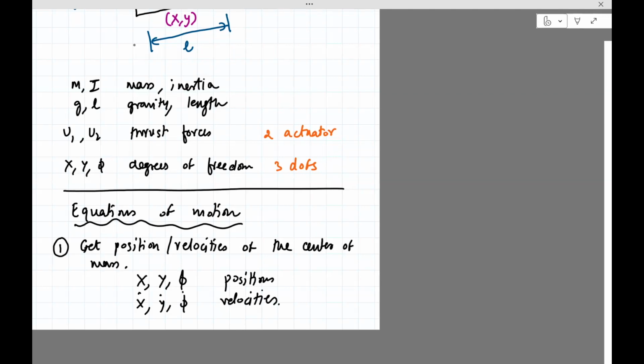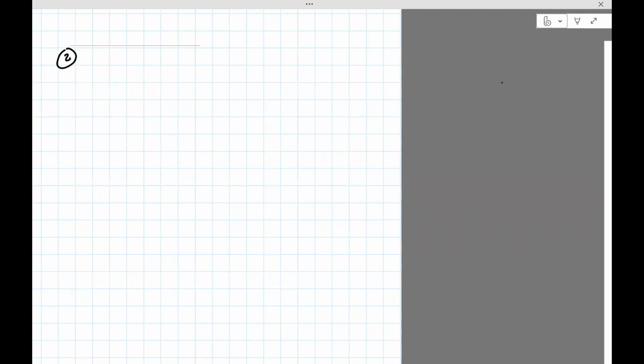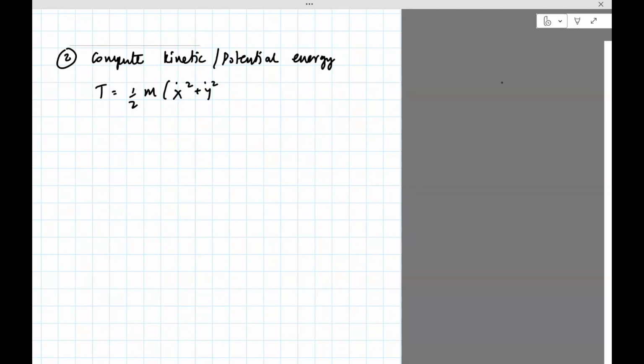Next, we'll write the kinetic and potential energy as a precursor to getting the Euler-Lagrange equations. So second step: compute kinetic and potential energy. The kinetic energy T is half m v squared. The velocity squared is x dot squared plus y dot squared, written in terms of the position velocity I wrote down earlier. And then it's also going to have energy associated with angular motion, which is half I omega squared, where omega is phi dot. And then potential energy is mgy. So the Lagrangian is T minus V.